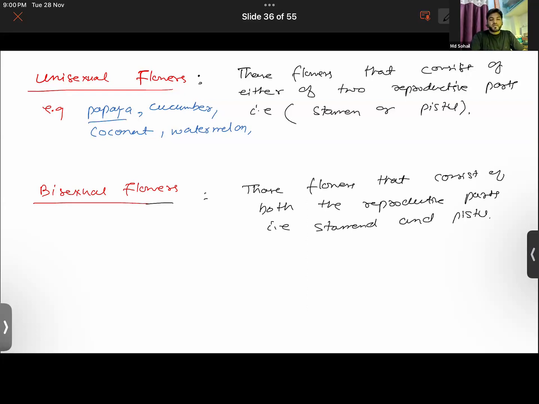What are some of the examples? You have the example of rose, sunflower, hibiscus, mustard, tulip. You have the example of brinjal also. So these are some of the examples of bisexual flowers. Sir, dandelion is a flower, right?